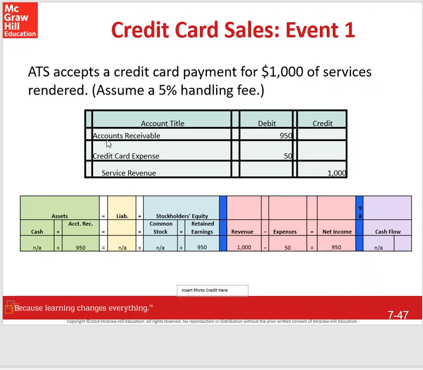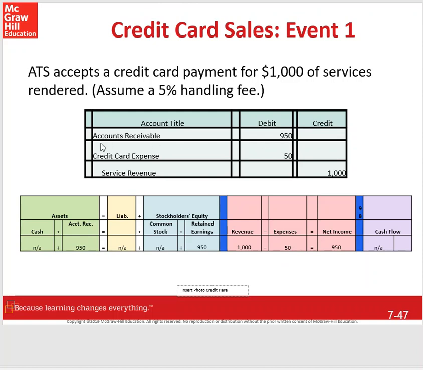So what they're having us do, I would start at the bottom. We know our service revenue is $1,000, so go ahead and credit service revenue $1,000. And then we're going to expense 5% of that. So 5% times 1,000 is $50. So go ahead and expense $50 to credit card expense. I tend to call it credit card processing expense or credit card processing fee, but it's an expense account. Regardless of the precise title, we're going to expense it on the income statement. And then debit accounts receivable for the rest, the other 95% that we're going to collect.